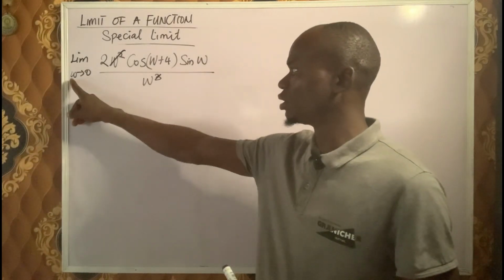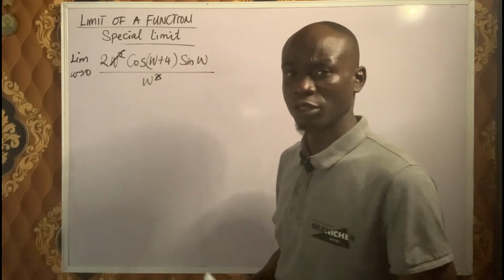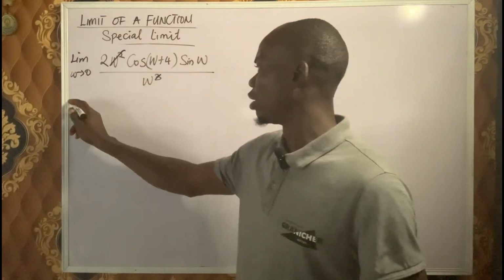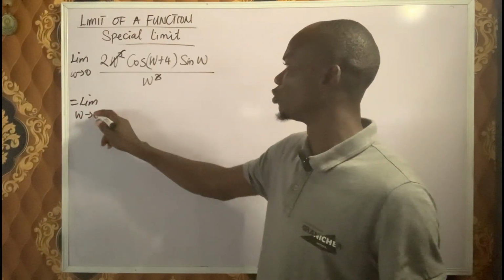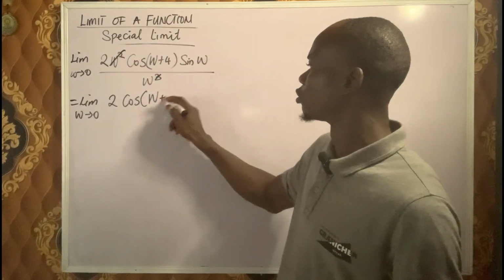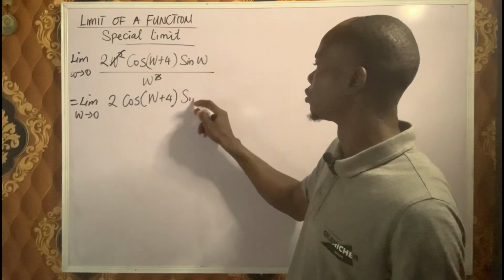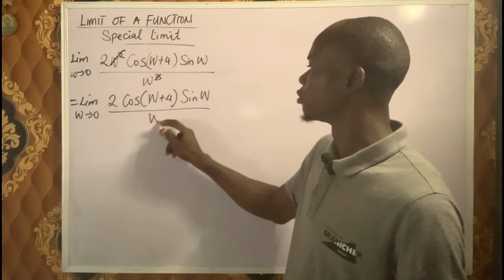And take note, the limit is as w tends to 0, not x. So our focus is w in the question, right? So now I have limit as w tends to 0, 2 cos w plus 4 sine w all over w.